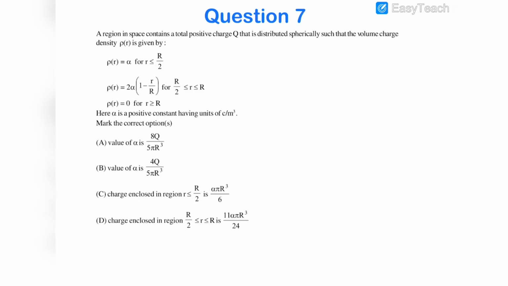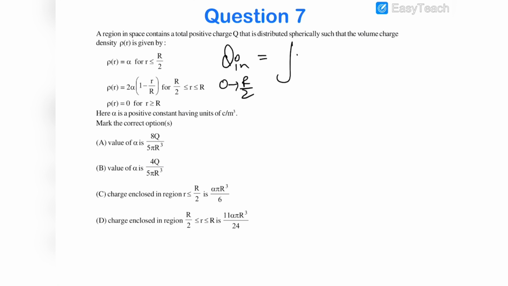In this question, you can see that there is a region in the space that contains a total positive charge Q, and this charge is spherically distributed in the region in such a way that the volume charge density rho is equal to alpha for r less than R by 2, and it is equal to 2 alpha into (1 minus r by R) for r between R by 2 and R, and it is 0 for r beyond R.